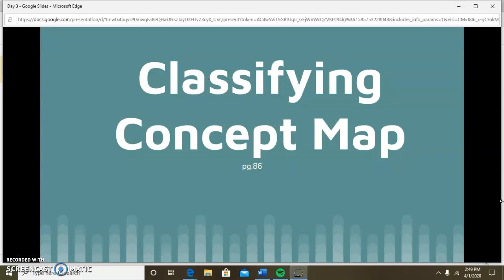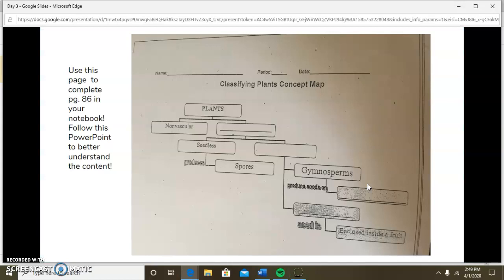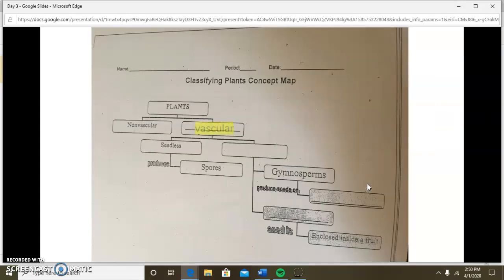All right, next we have the classifying concept map. This is going to be a little bit more confusing, so I want you to make sure that you are on track with us. So make sure you really pay attention to these slides coming up, all right? Use this page to complete page 86 in your notebook and follow this PowerPoint to better understand it. So you're just going to follow the concept map, all right?